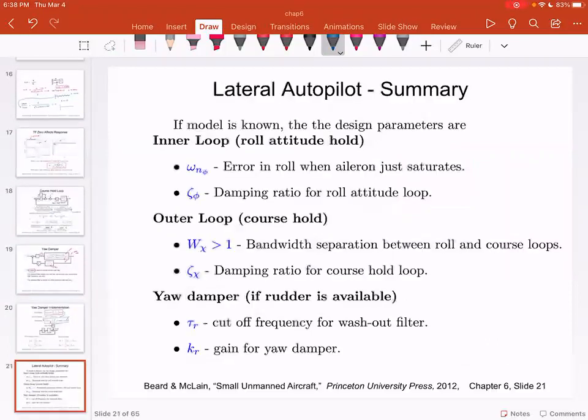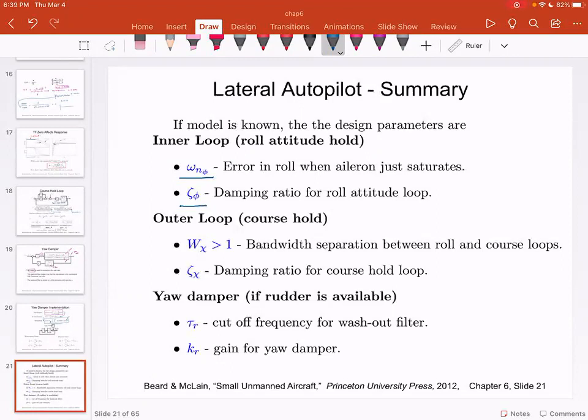Okay, now I want to quickly summarize the lateral autopilot. What are the design parameters for lateral autopilot? This information is super useful when you do the next project. For lateral autopilot, if you want to stabilize the inner loop, which is roll attitude hold, you would decide the stiffness and the damping for the inner loop. So you would choose a certain value of omega n and a certain value of zeta that would ensure that the roll attitude hold is stable.